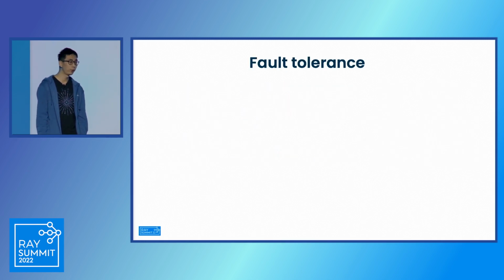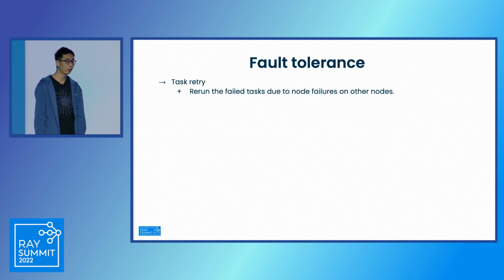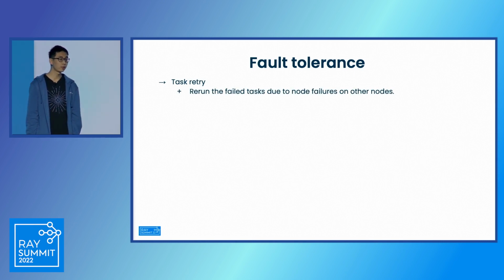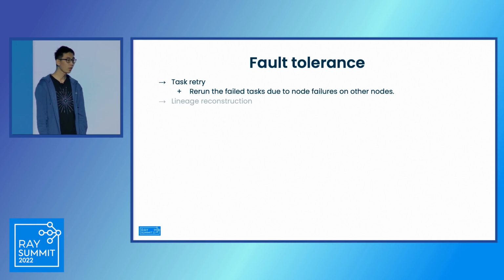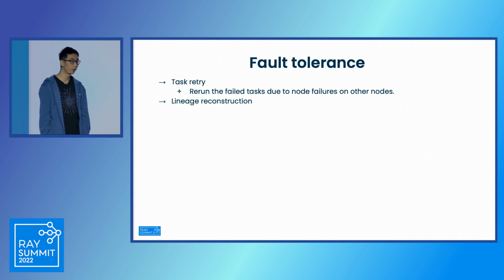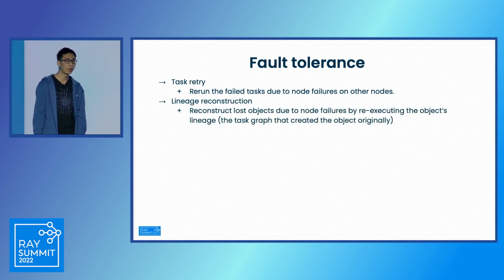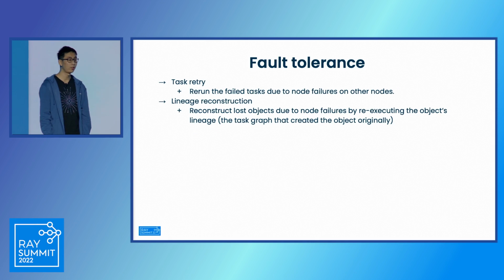So the last Ray feature I want to talk about here is fault tolerance. Ray has two mechanisms to provide fault tolerance to node failures. The first is task retry, which will rerun the failed task on other nodes. The second is lineage reconstruction, which is a mechanism to automatically reconstruct objects lost from distributed memory by re-executing the object's lineage, basically the task graph that created the object originally.